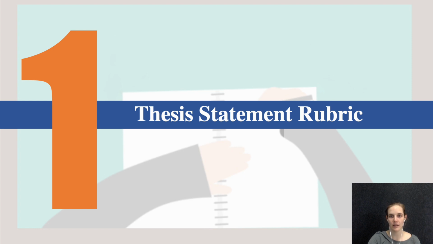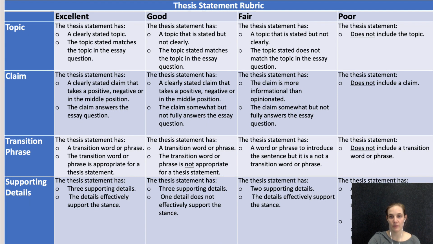Let's take a quick look at the rubric that will be used to grade your thesis statement. At the end of this video, we will use part of the rubric to grade a thesis statement to help you better understand what will be expected of you when you produce your own thesis at the end of this course. Here we have the first part of the rubric, which assesses the 4 key parts of the thesis statement: topic, claim, transition phrase, and supporting details. Let's look at what you need to get an excellent, the highest score for each of these elements.